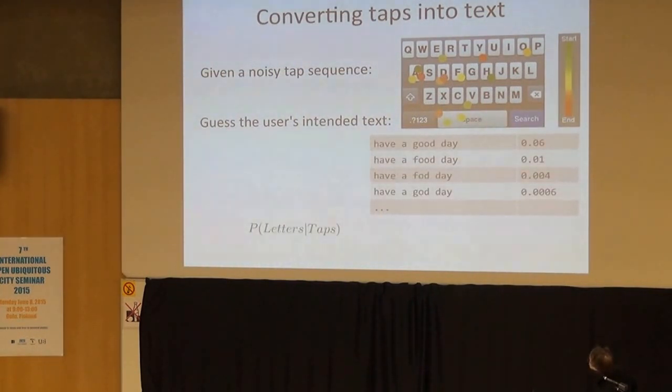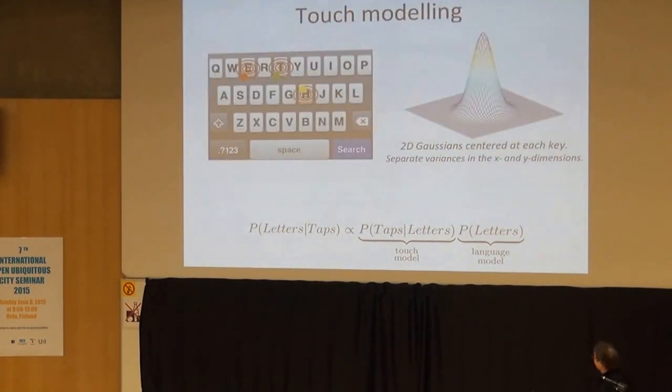And output probabilities, so we compute the probability of the letters given the taps, which is proportional to combining a touch model to a language model. So what's a touch model? Well, in this case, it's a very, very simple touch model. It's just a two-dimensional Gaussian distribution set on each key. It can be tuned in X and Y dimensions specifically for each key. And basically, whenever we have a touch point, we sample the two-dimensional Gaussians for every key. And that gives us a likelihood of the user intending a particular key.